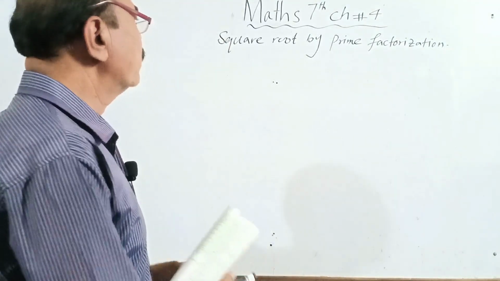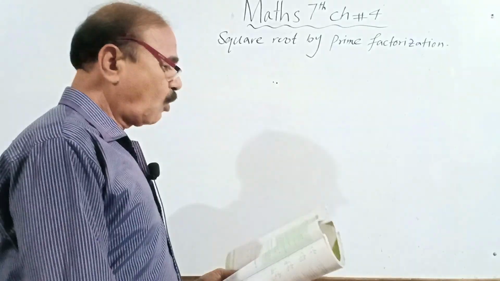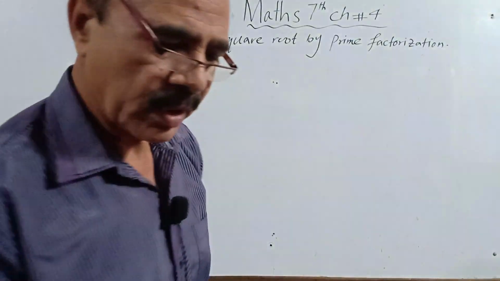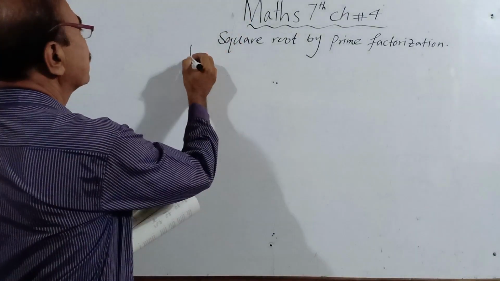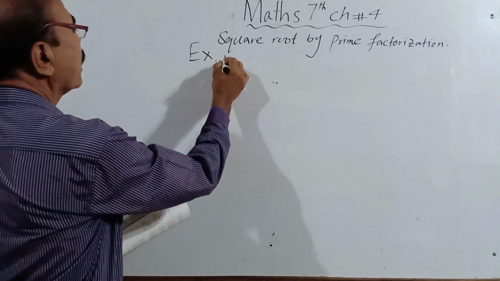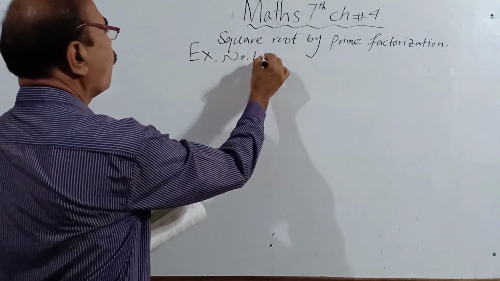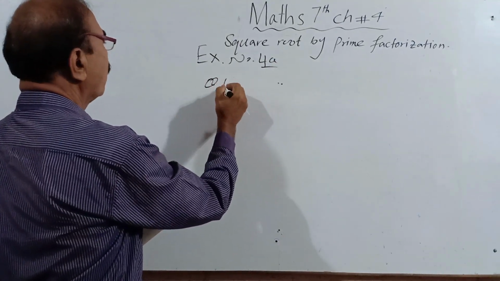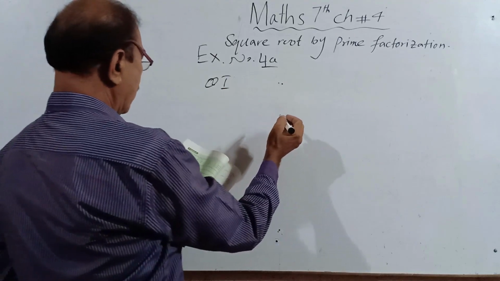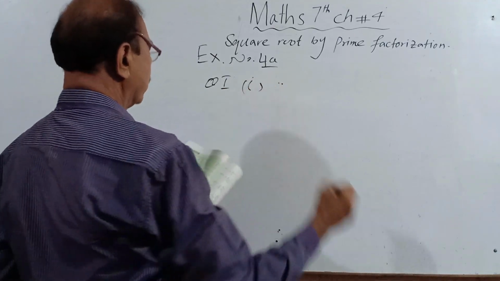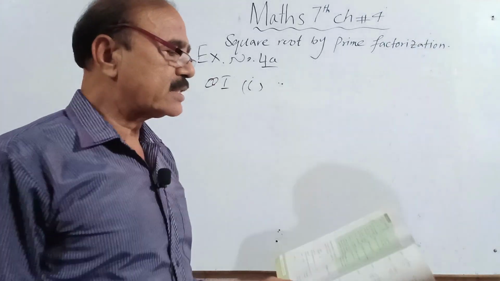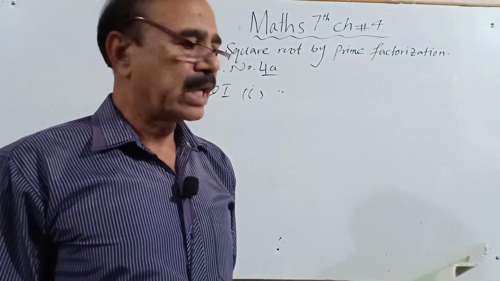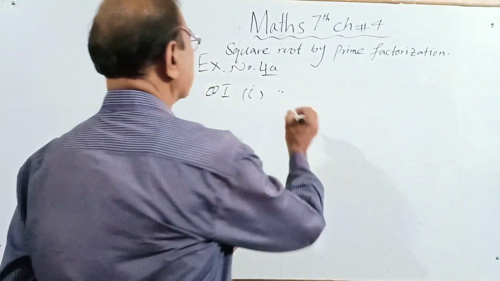Now, exercise number 4A. Question number 1, part 1. Find the positive square root of 529.